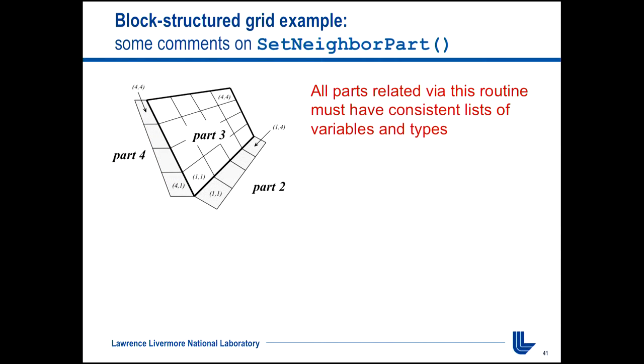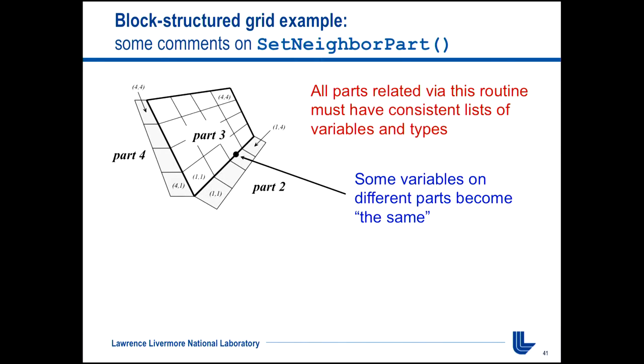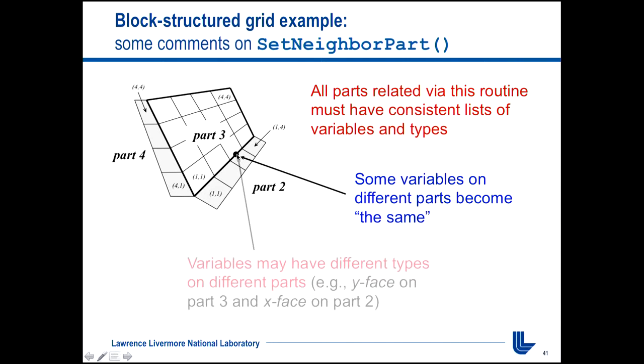Okay? Just a couple of comments. Notice that some of the data actually has different types on different parts. So on part 3, this is an X face, and on part 2, a Y face variable, something like that. That's what the comment down here is. This comment actually is pointing out that this is the same variable, even though I've described 2 parts, and originally they're actually 2 different variables. The minute I call this set neighbor part, HYPRE knows that they're actually the same, and then we can make one of them the actual. We can solve for one once and make sure it's the same value.